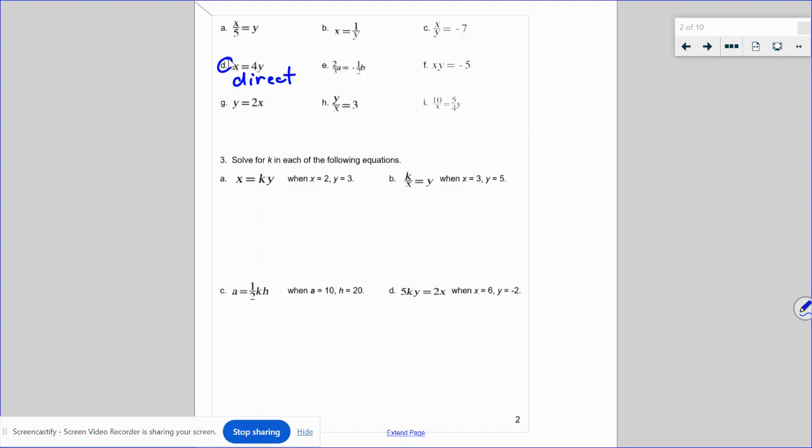Okay? It's a direct relationship. So is part G. That's another easy one right here we can look at. It's just a multiplication. It's a direct relationship. Both of those are direct. Let's look at the other ones.